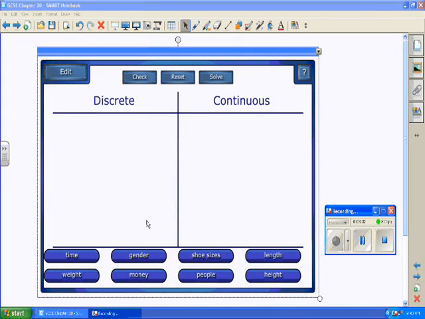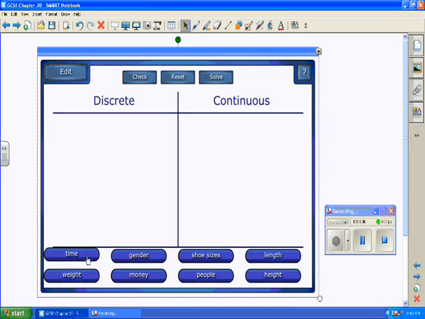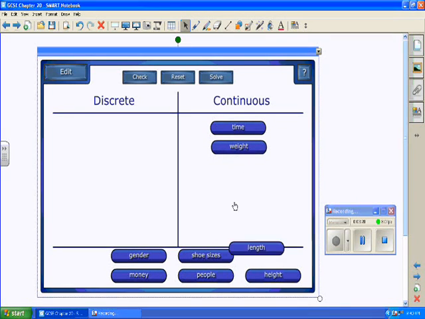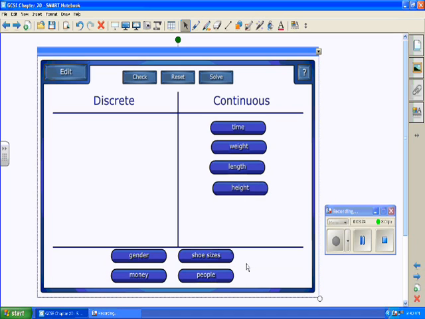Let's put these data into the correct groups, discrete and continuous. Time is a measurement. Anything that has time, has a measurement in it rather, will be continuous. So if we look through these, we should be able to see that weight, well, that's a measurement, length is a measurement, and height is a measurement. So those should automatically go into continuous.